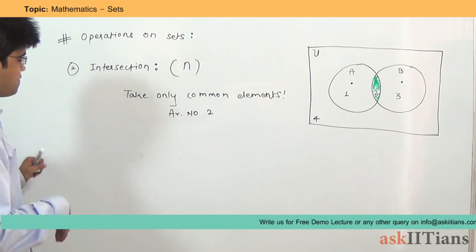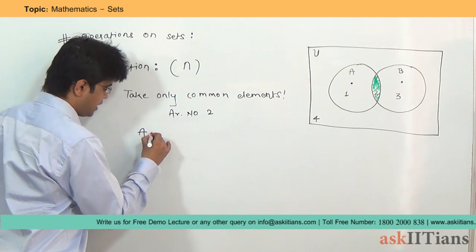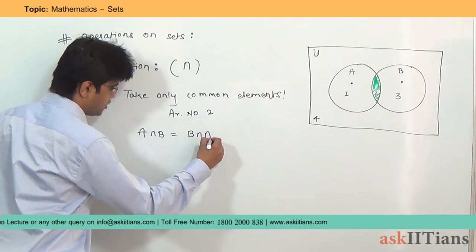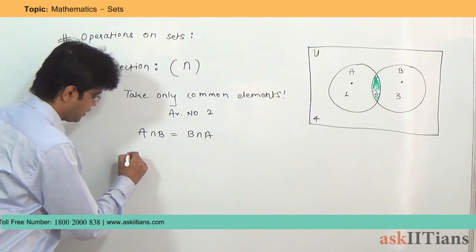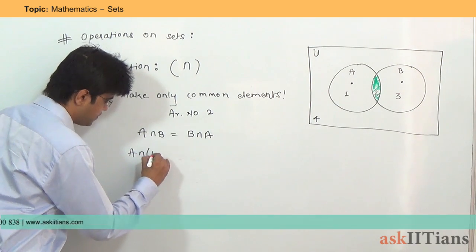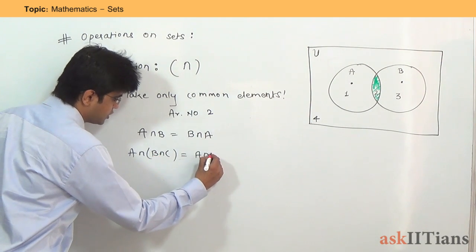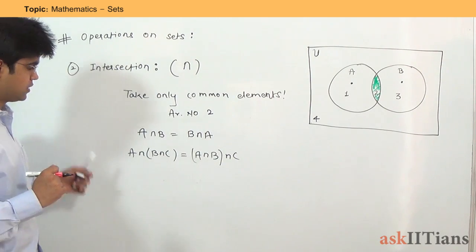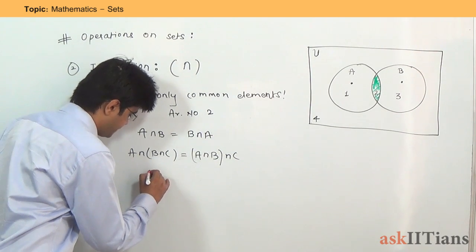Now, in the same fashion, intersection also has some properties. For example, A intersection B is also equal to B intersection A, the commutative law. Now, associative law: (A intersection B) intersection C is equal to A intersection (B intersection C). This is the associative law.